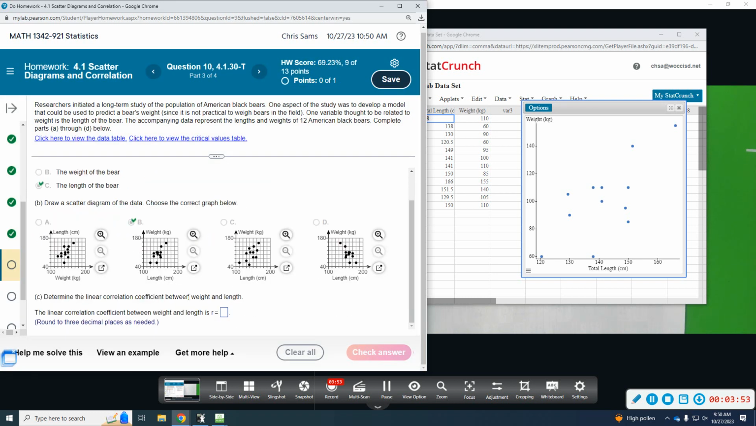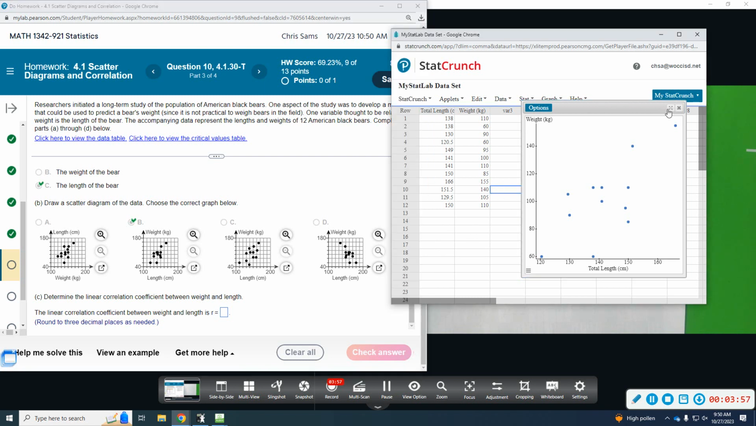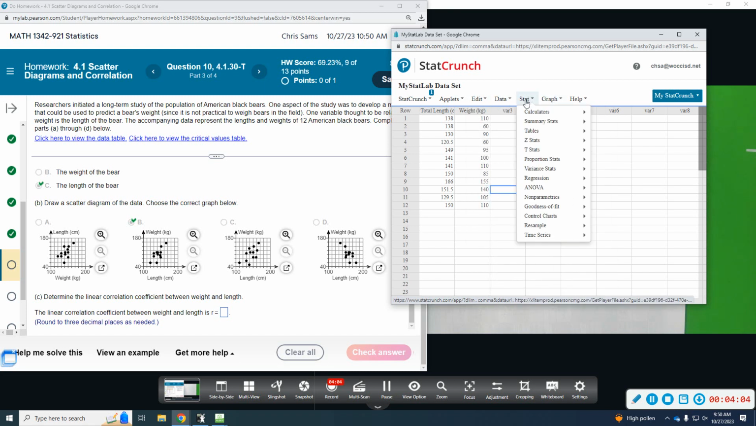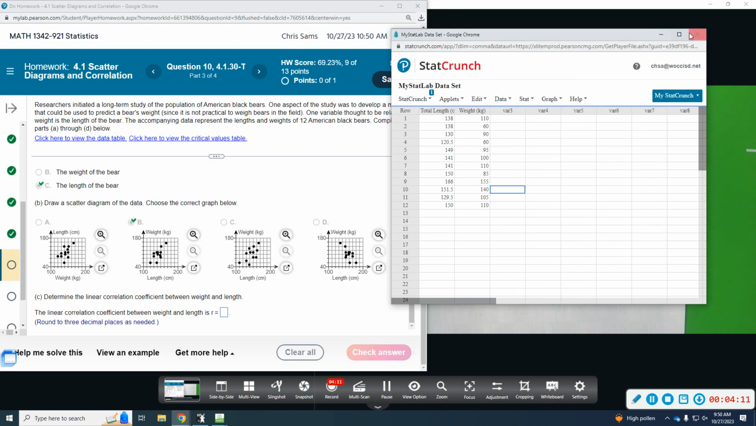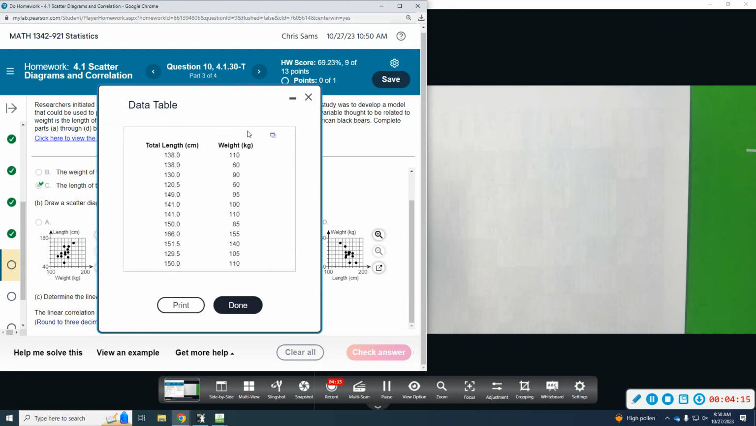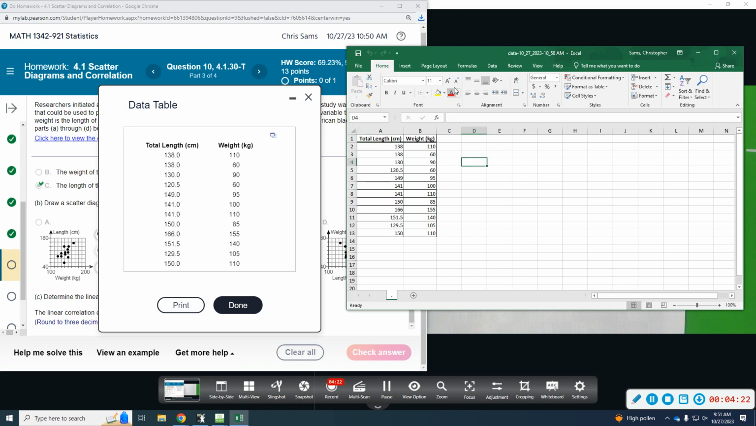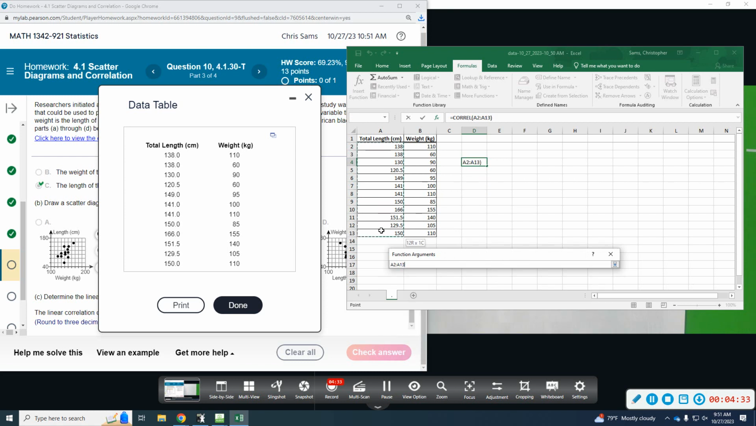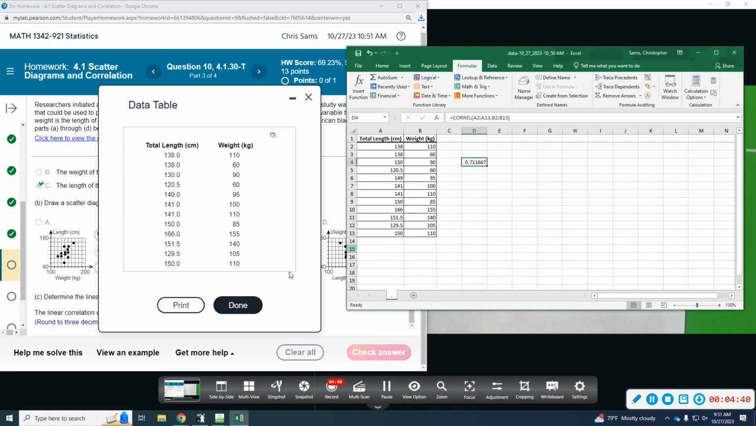We're going to determine the linear correlation coefficient between the lengths. Okay, so let's see. I've not done it in StatCrunch, so I'm just going to go ahead and do it in Excel. Click over here, formulas, more functions, stat, and then correlation, first array, second array, and we get 0.711 or 712.